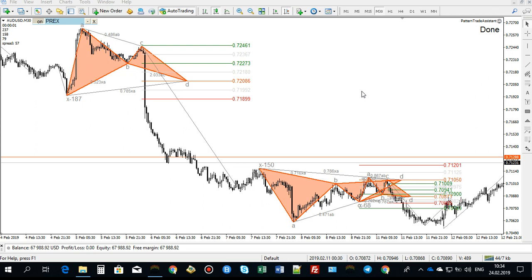In today's video I will talk about the results I have testing Aussie dollar 30-minute time frame. A pattern is a unified Gartley and the swing identification algorithm was Prex 12. The results are very interesting.